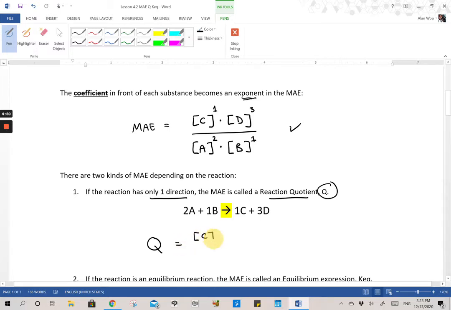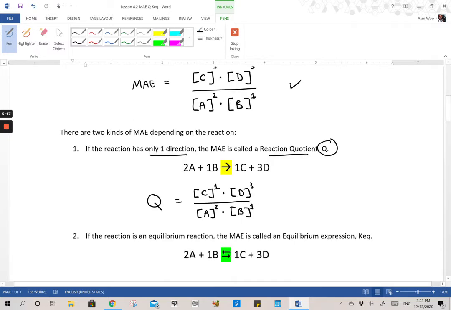It'll equal C to the power of 1 times D to the power of 3 over A to the power of 2 times B to the power of 1. So obviously, the ones you can basically ignore, but you have to have the exponent 3 and the 2.